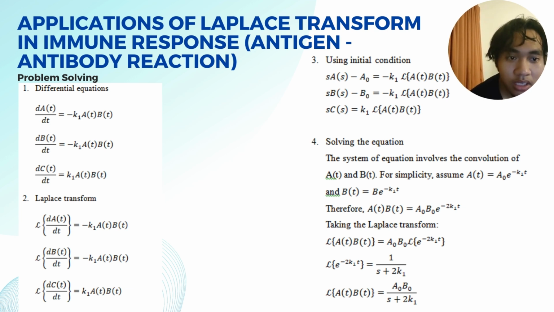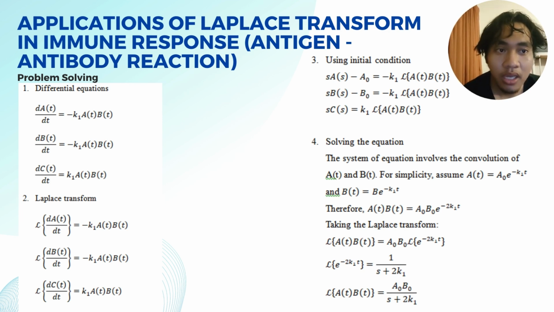And then second, the Laplace transform. We put all three just now, the dA/dt to dC/dt, into the Laplace transform. And then the third one, using initial conditions, sA(s) minus A(0) equal to negative k1 Laplace transform of A(t)B(t). It's the same for B, but change the A to B. For C, sC(s) equals k1 Laplace transform of A(t)B(t). This one is a bit different. Then lastly for this slide, solving the equation.